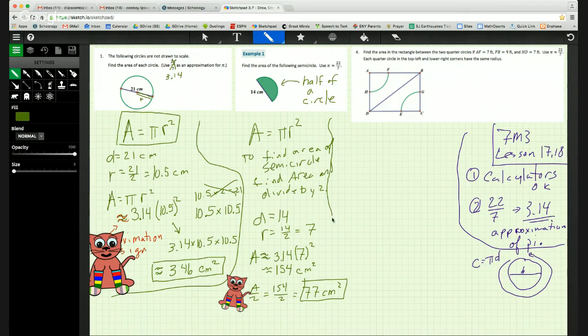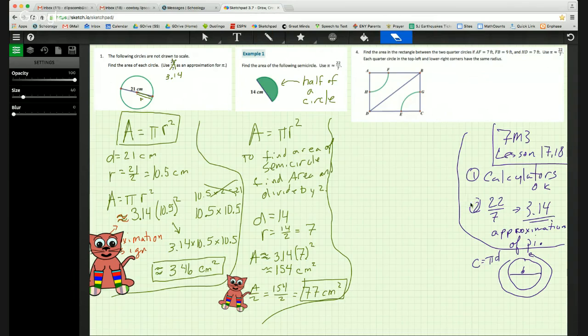Now I'm going to solve this last problem. For the last problem, I'm going to erase this stuff on the right so we have some space to work.